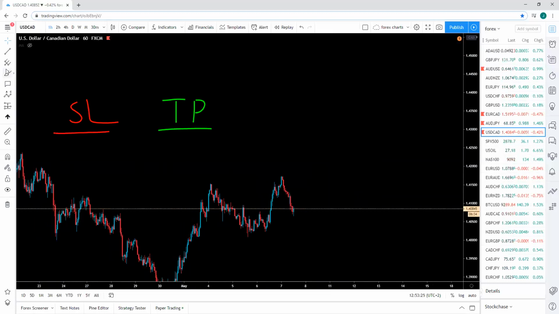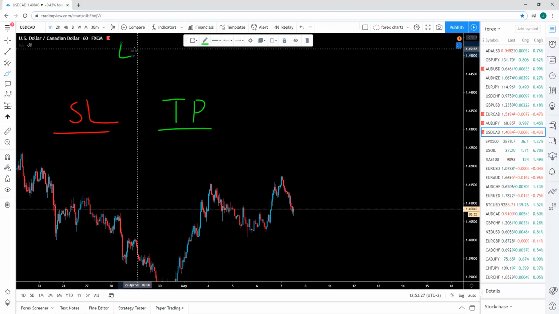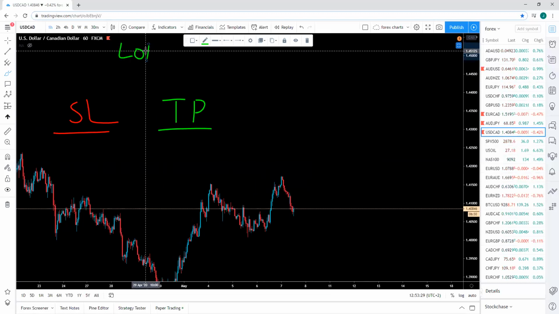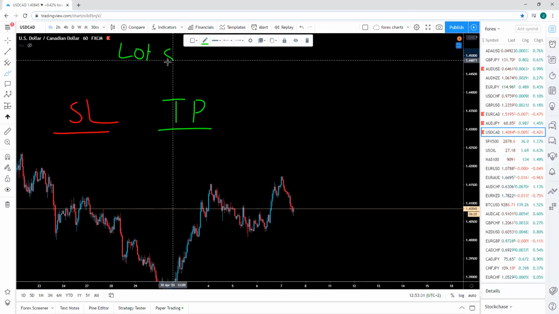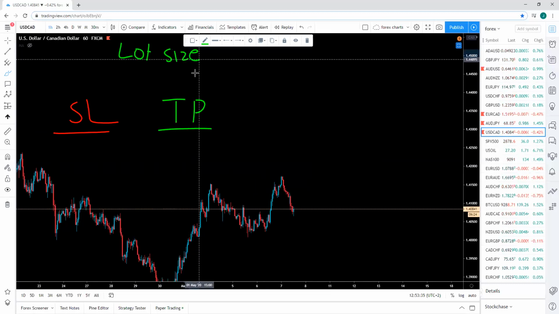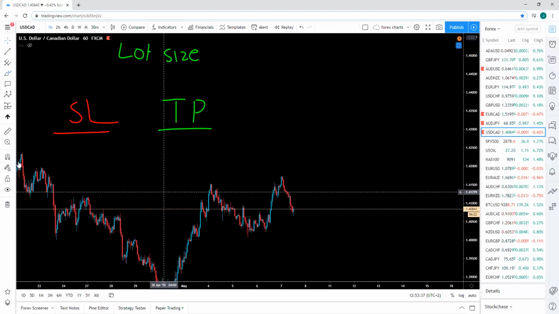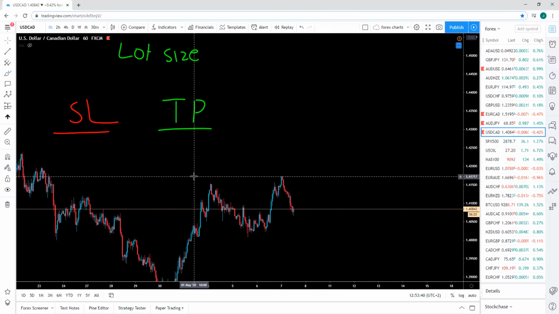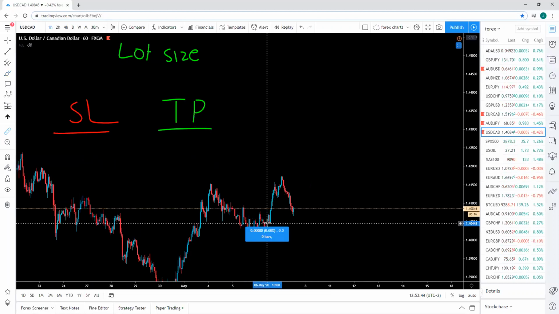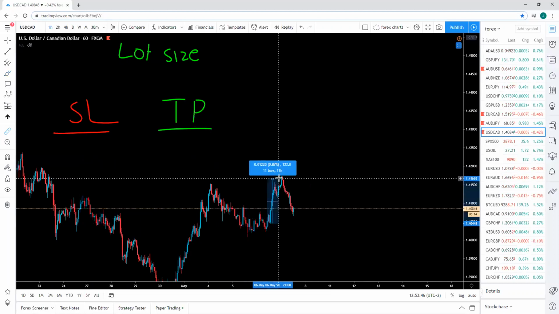Then on top, you'll see lot size. There is something that says lot size. Now what that means is the size of the trade that you're going to take. You're going to tell MetaTrader 4 what is the value per pip that you want to trade with. So let's say the market goes from here where you're buying for 120 pips.